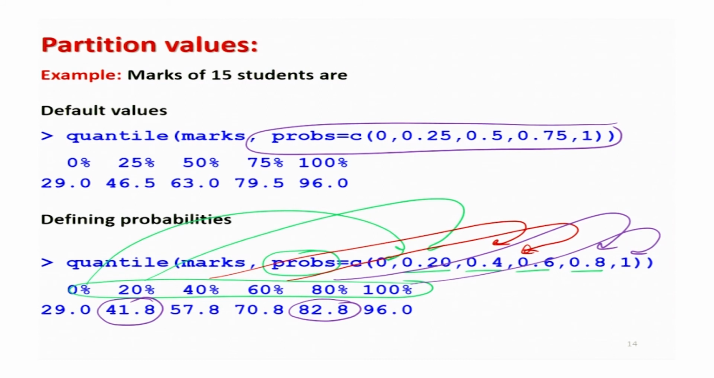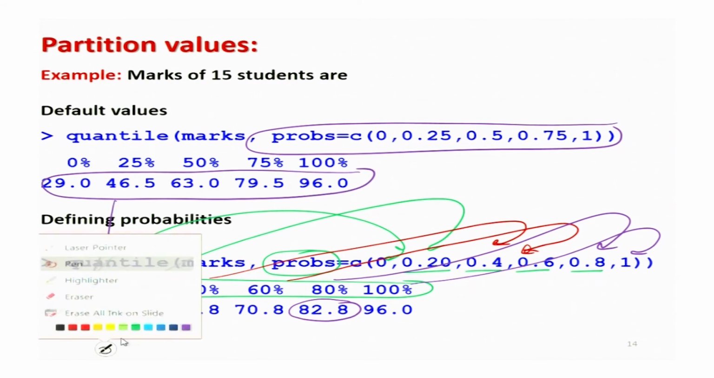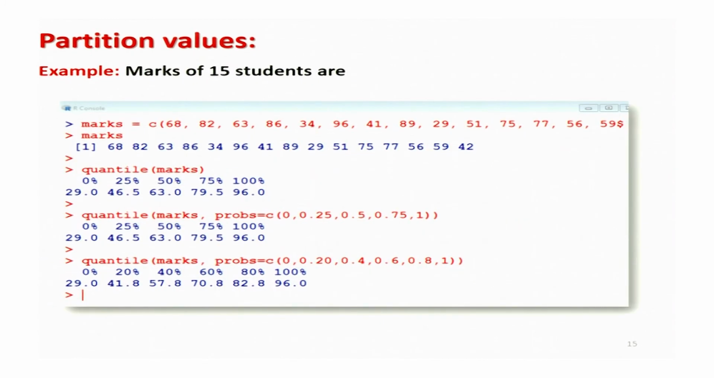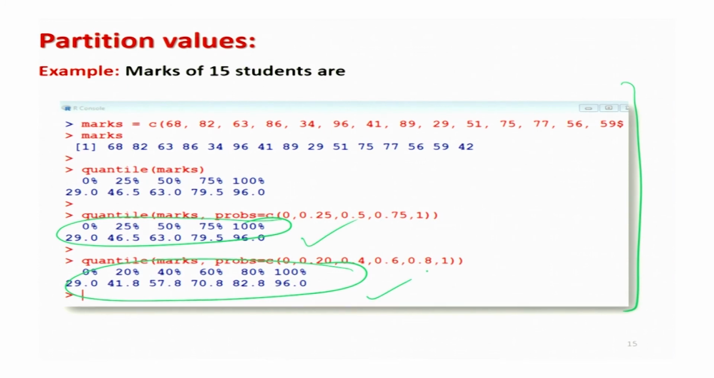These are basically the quartiles, and you can see that these values are quite different from the values obtained here, right. So this is how the quantile function works, and this is the screenshot. You can see these are your quartiles, and these are the quantiles which are partitioned at 20%, 40%, 60%, 80% and 100%. These values are quite different from each other, right.